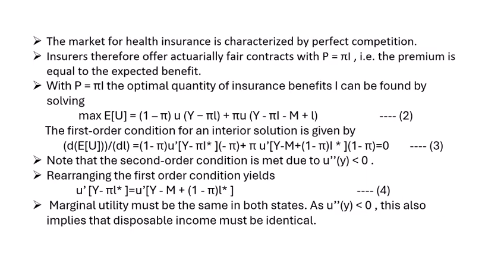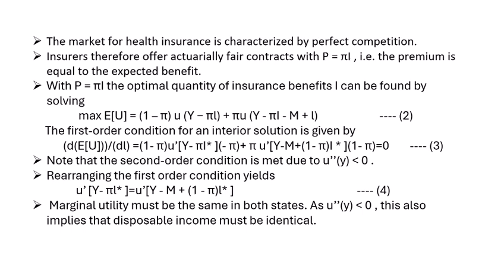In a competitive market, insurers don't make extra profit. They offer what's called actuarially fair contracts. That means premium P equals the expected payout, which is pi times I. When we substitute this into the utility formula, the result is that full insurance becomes optimal.